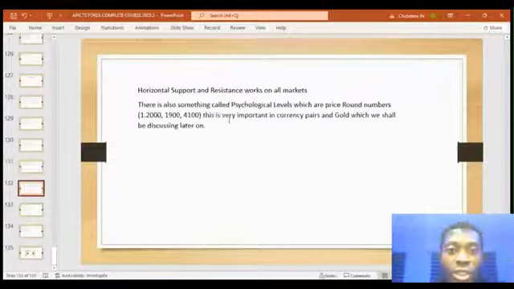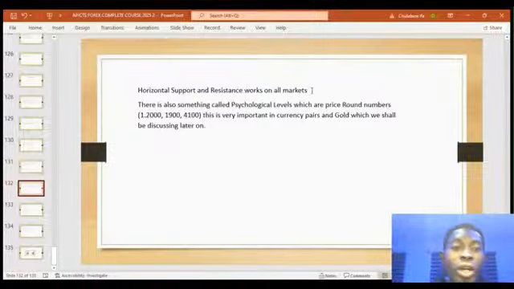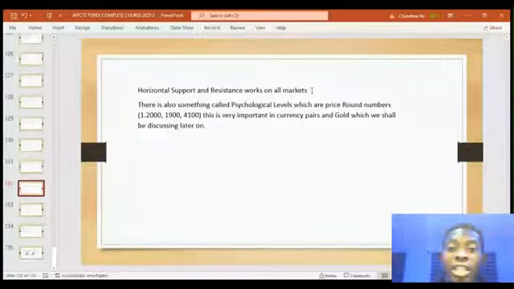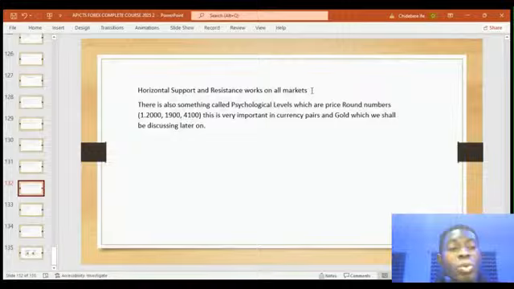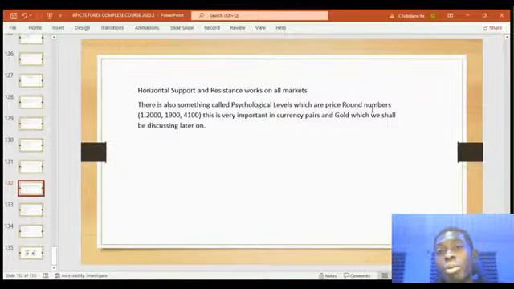Horizontal support and resistance works on all kinds of markets, whether gold, currency pairs, derivatives, synthetic indices, or stocks. Why? Because it is one of the psychological ways in which trader psychology plays out in the market. There is also something called psychological levels, which are round price numbers. I'm going to talk about this. It's also very, very important.